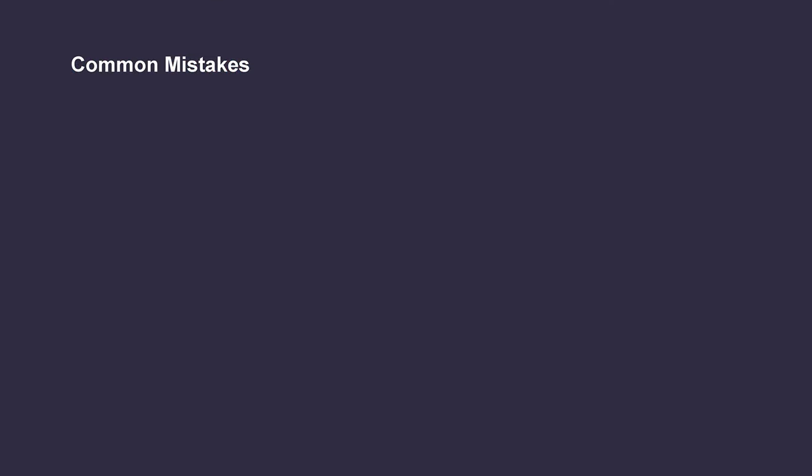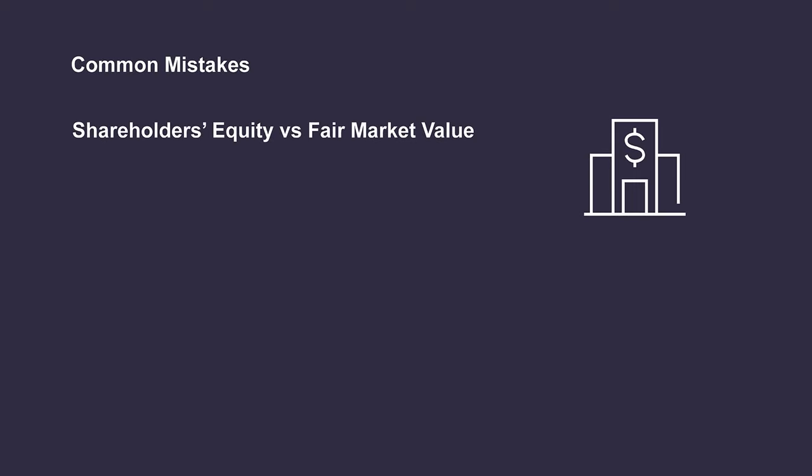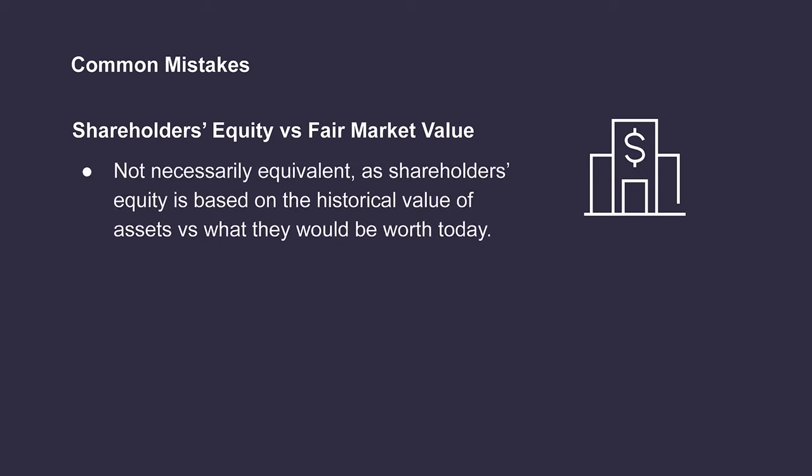Now that we understand the key elements of shareholders' equity, let's talk about a common misconception. Many business owners mistakenly think that their shareholders' equity value is the same value that the company would be worth on the market if they were to sell it. However, this is usually not the case. This is because the values reflected on a company's balance sheet are based on activities that took place in the past. Many of the items, such as assets, are usually recorded at the historical cost and don't necessarily reflect the fair market value that they would generate if they were sold in today's market.